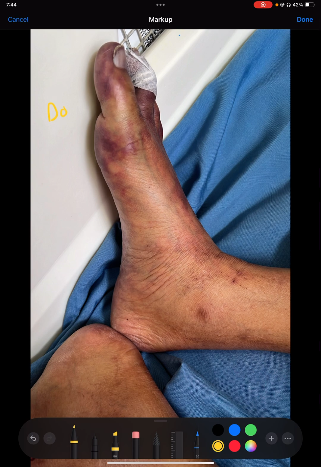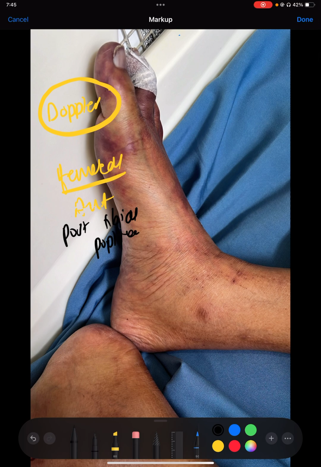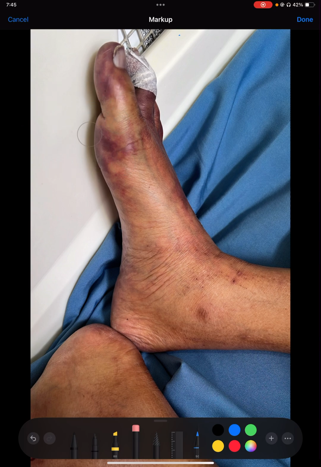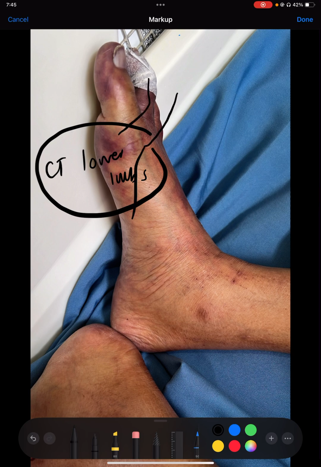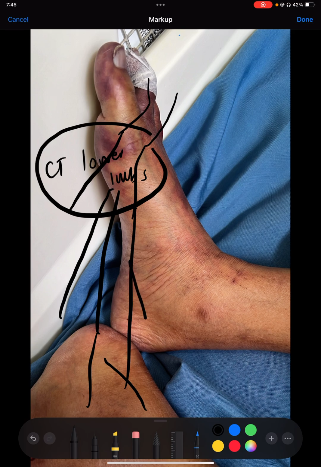The first and most important thing is the Doppler. You can do a Doppler of this leg, and of both legs, to see the internal iliac artery, the femoral artery, the anterior tibial artery flow, the posterior tibial artery flow, and the popliteal artery flow. So we can see whether the blood flow is intact or not. After that, to delineate all the arteries very well, we can do a CT of the bilateral lower limbs, because it will show all the blood vessels along with the collaterals.